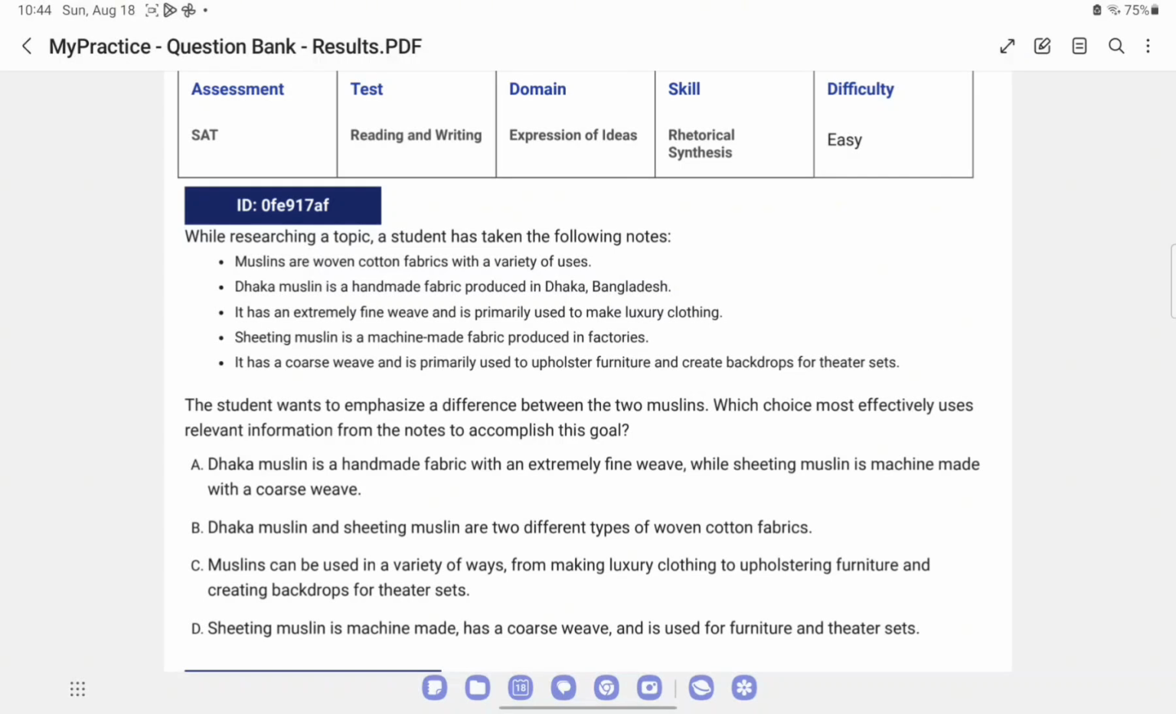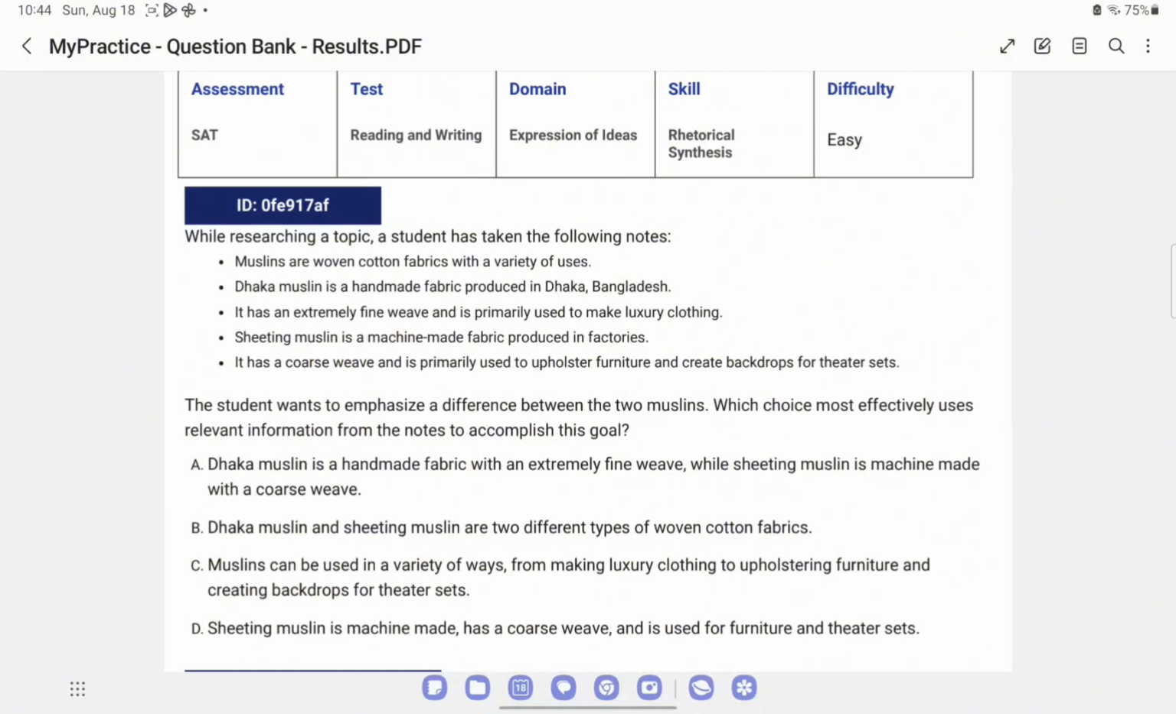D says sheeting muslin is machine made, has a coarse weave, and is used for furniture and theater sets. It doesn't talk about the other muslin at all, so I don't think it's C or D because they're not comparing the two. C is generalizing the two, or saying something that's similar between them, and D is just focusing on one. So it has to be A or B, okay? And we wanted to emphasize the difference, not just mention the difference, but emphasize it.